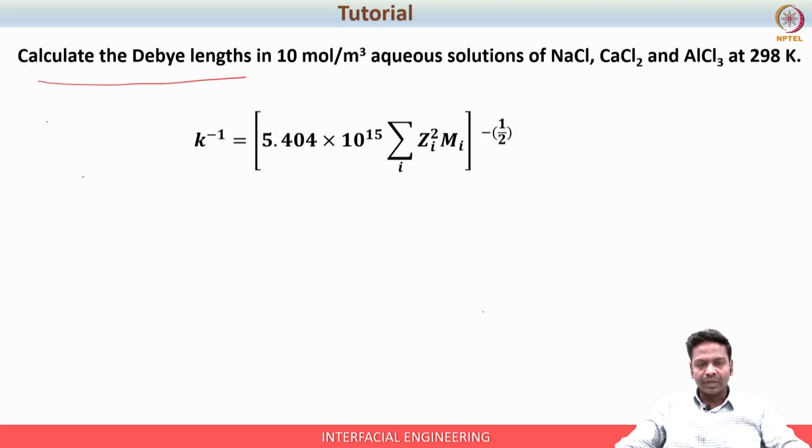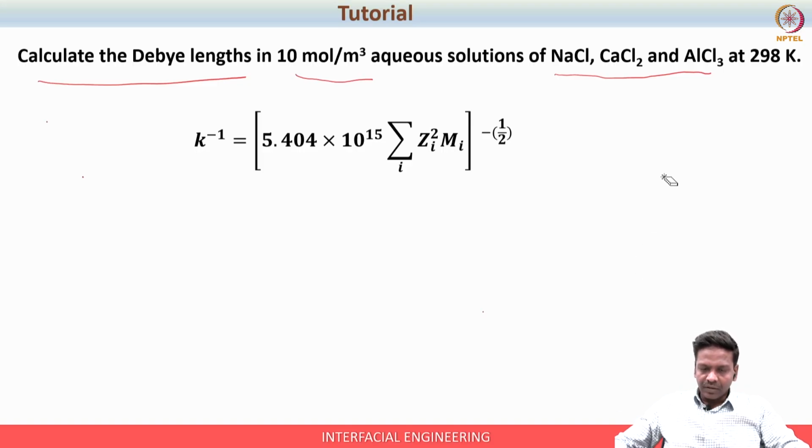What we have to calculate is K inverse for a given concentration, that is 10 moles per meter cube aqueous solutions. You make this aqueous solution of 10 moles per meter cube based on these three salts: NaCl, which is 1:1, CaCl2, which is 2:2, and AlCl3, which is 3:3. So this is what we are going to look at.